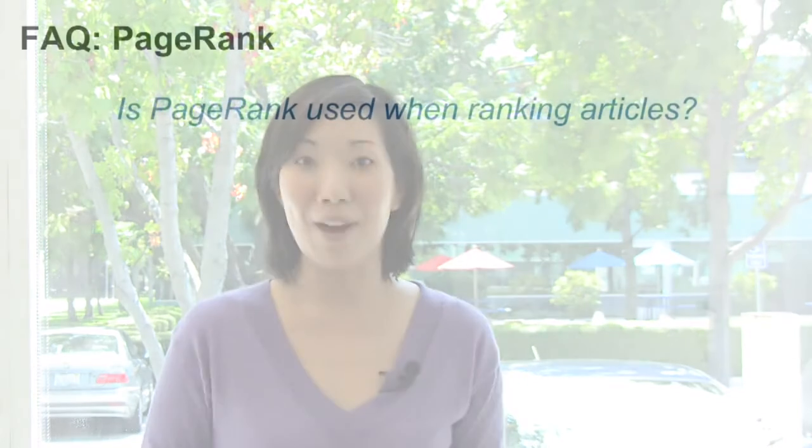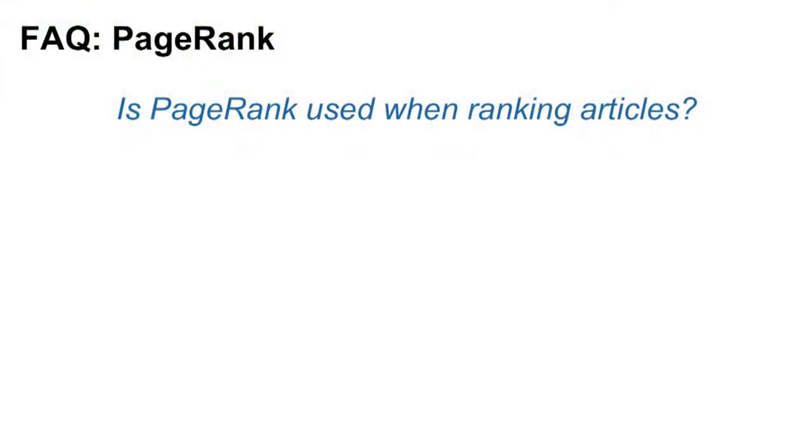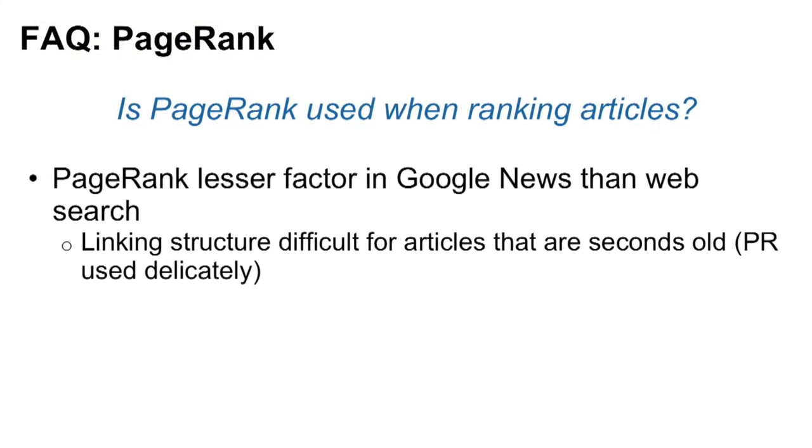So the last frequently asked question, of course, is what about PageRank? PageRank is a lesser factor in Google News than it is in web search. And that makes sense, right? Because the linking structure for an article that was only published minutes ago isn't going to be the same as one that was published years or months ago. So we have to use PageRank delicately in Google News.